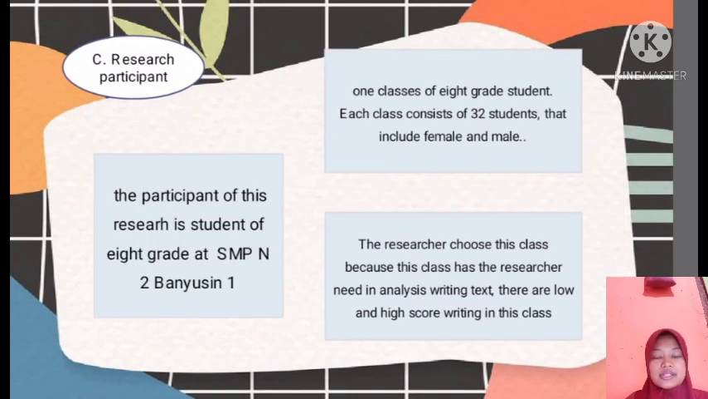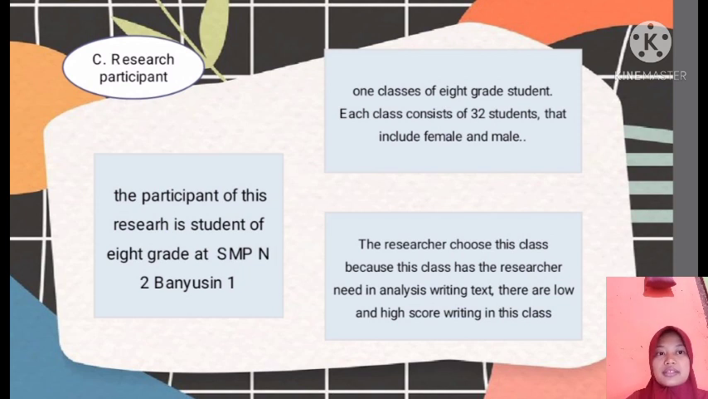And the next is the research participants. The population of the research is the students of 8th grade at SMP Negeri 2 Banyuasin 1, and for the sample, the researcher chose only one class of 8th grade students, and the class consists of 32 students, including female and male. The researcher chose this class because this class has what the researcher needs in analyzing writing text. There are low and high writing scores in this class, so it's appropriate for doing the research.